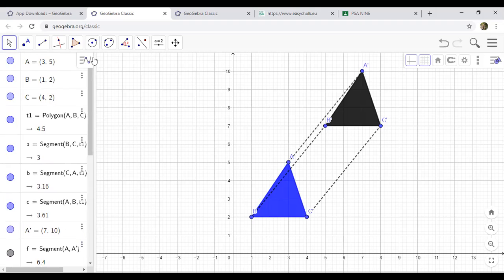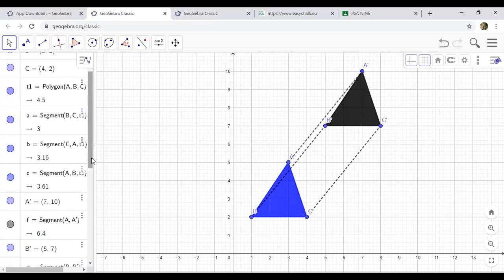For example, if we add (4, 5) to (3, 5), what do we get? 3 plus 4 will give 7 and 5 plus 5 will give 10. So the position of A dash will be (7, 10). Check this way, just to check whether the answer is correct or not. Do you understand?